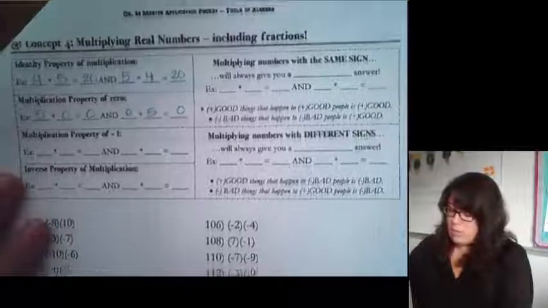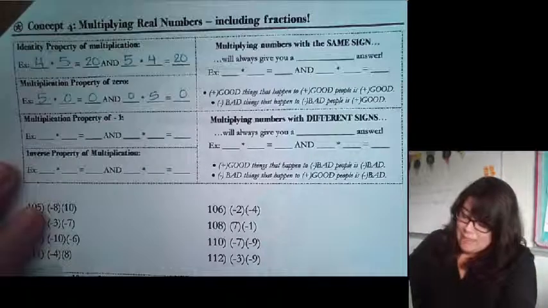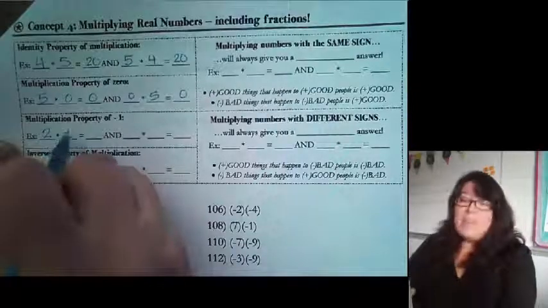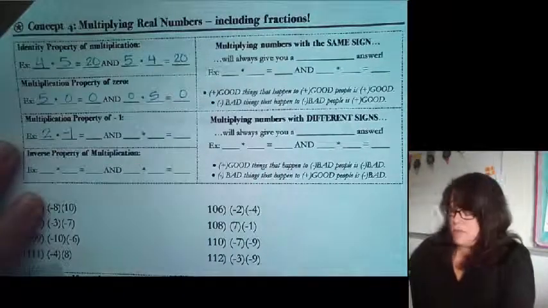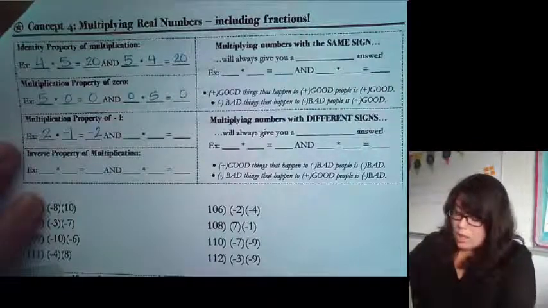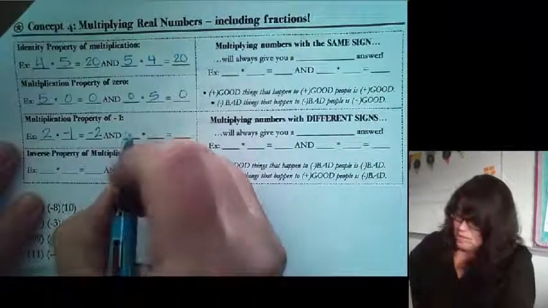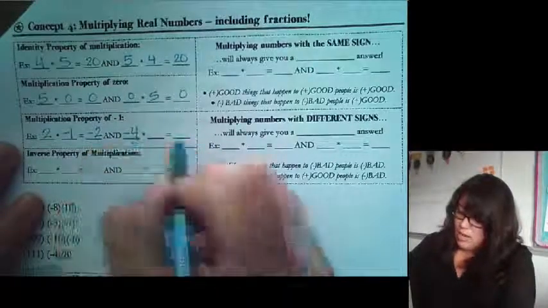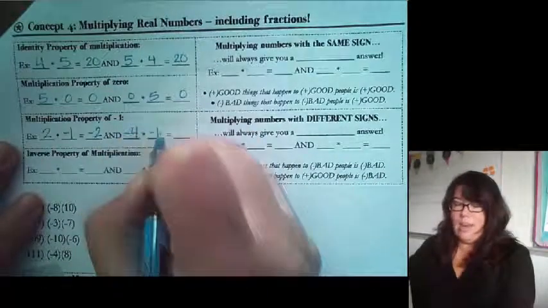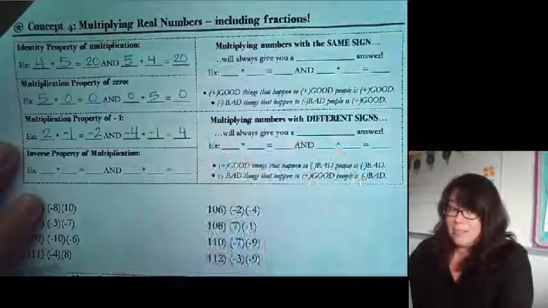Next, we have the multiplication property of -1. Basically what this says is if you have any number, say 2, and you multiply by -1, it will change the sign of the original number and it'll be equal to its negative. Likewise, if you have any number that starts out as negative and then you multiply it by -1, it'll change the sign of the original. So now your new one is going to be positive.